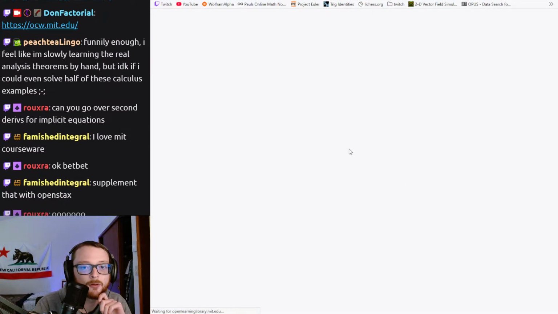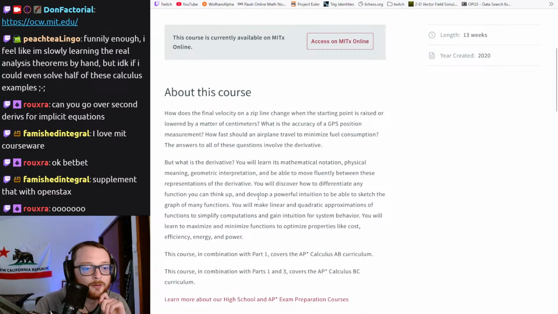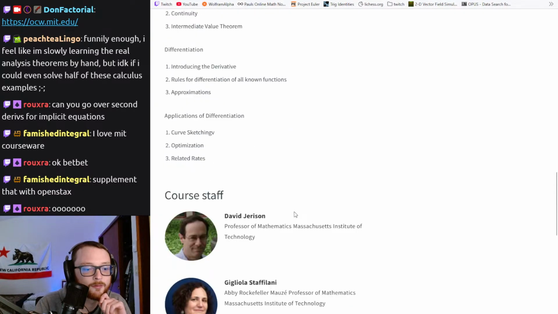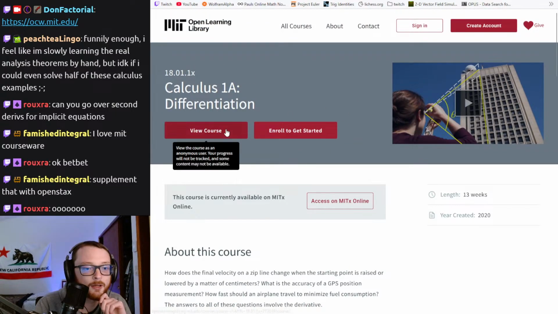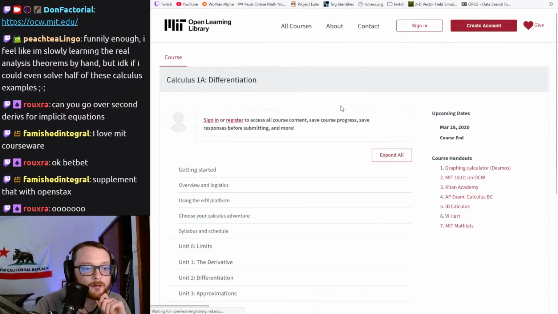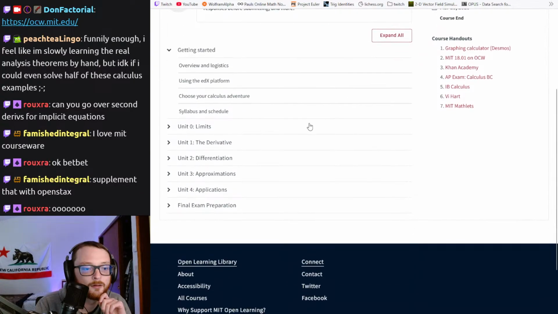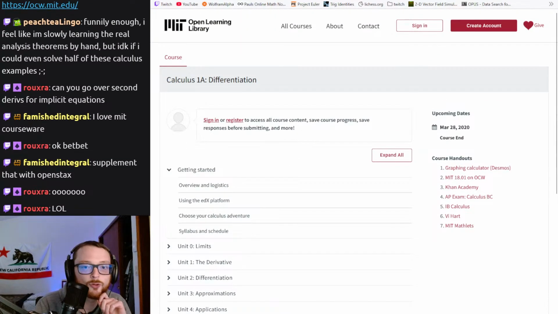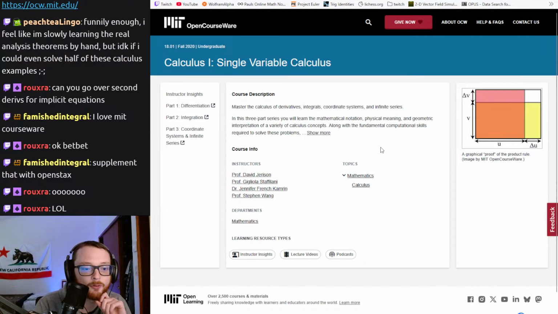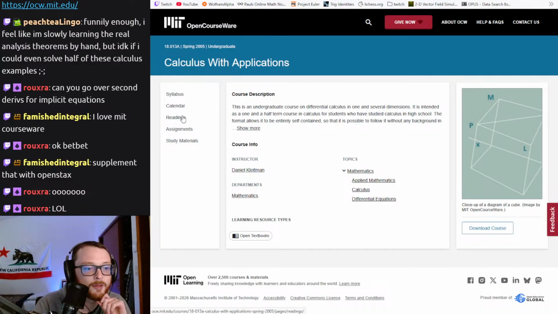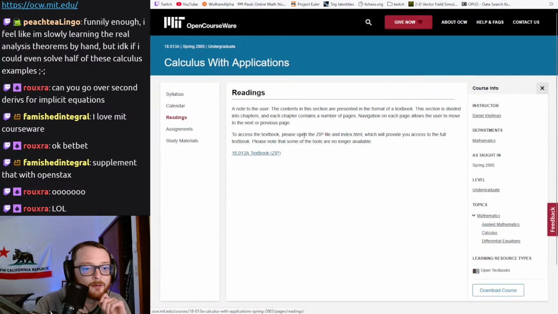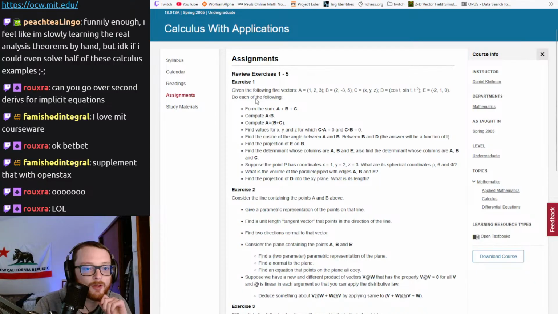Where is this going to take me? Oh, this isn't common. This is kind of crappy, honestly. Usually they just give you everything right on this page. Yeah, okay, so like this one instead, they even provide you the textbook, it looks like. And then they have actual assignments that you can work through too.